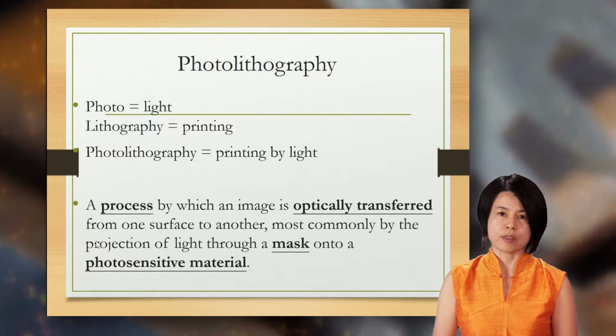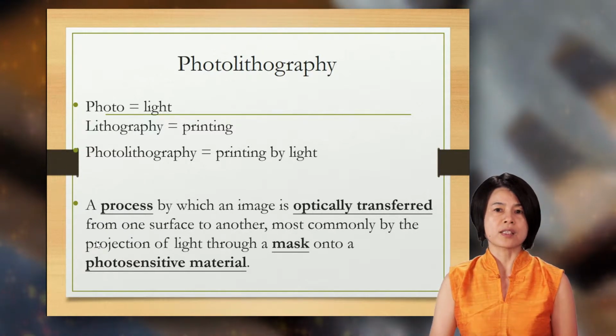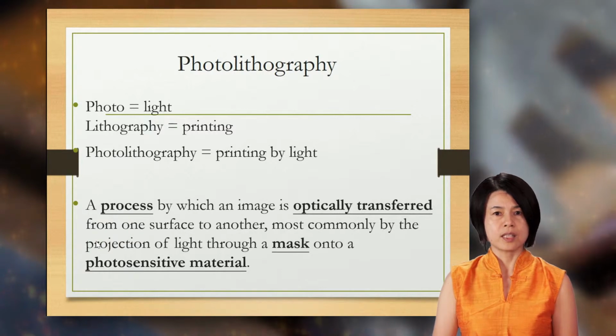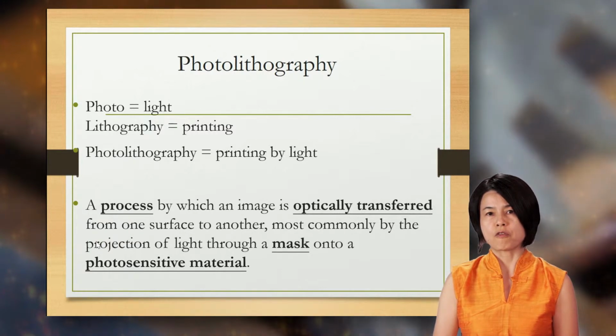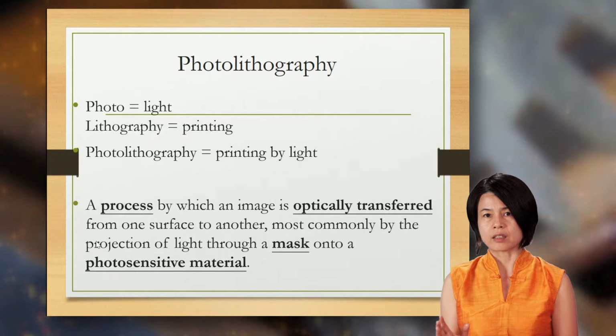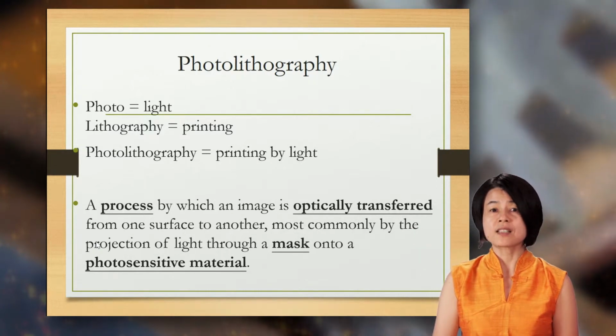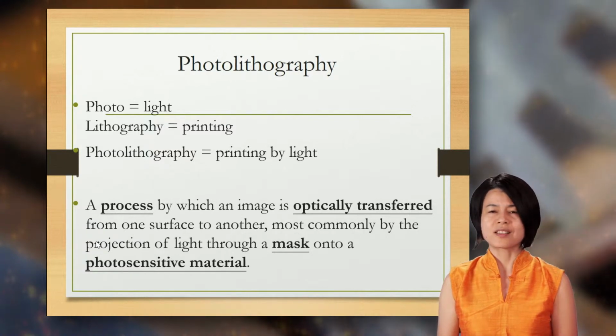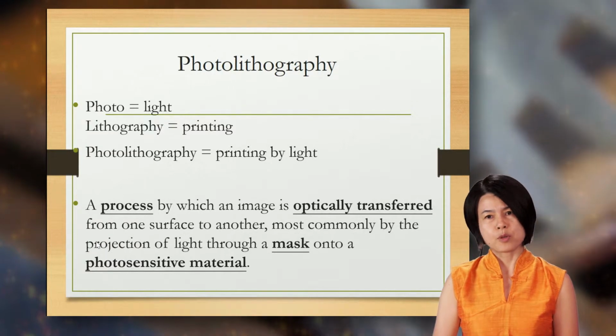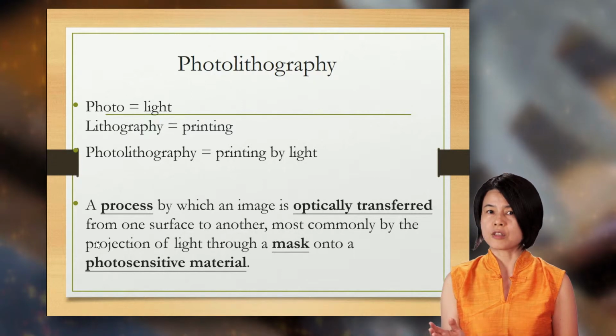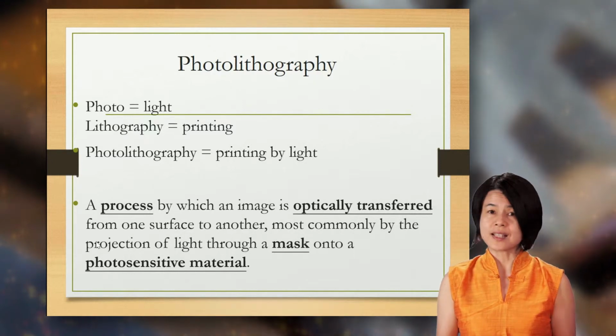There are some key points over here. First of all, it is a process. Second, this process transfers an image from one surface to another by light or photo. Finally, it needs a mask and a photosensitive material. What does that mean? A mask has an image which can be transferred from one surface onto another surface. But how does that process happen?